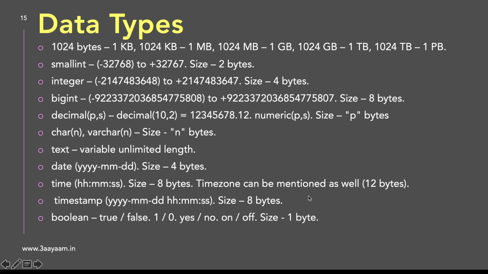We also have something called boolean, and it can contain values like true and false, or 1 and 0, or yes or no, and on or off. The size is always 1 byte. So these are the various data types that we can define for columns. Of course, there are a lot of other advanced data types which I am not mentioning here. Okay, we have one more data type, binary, which contains a binary variable string.